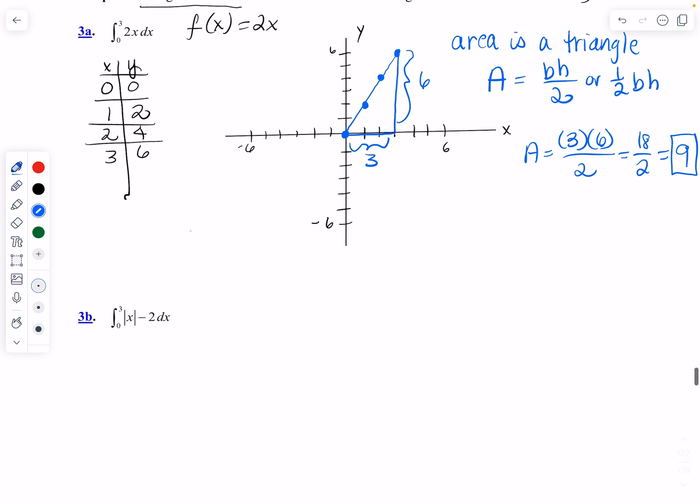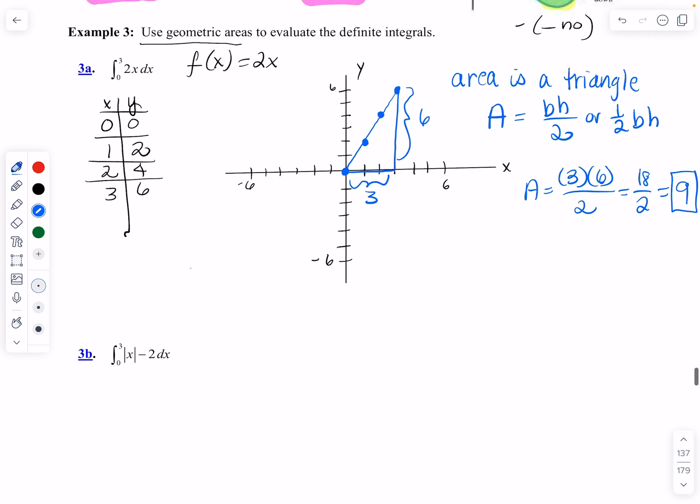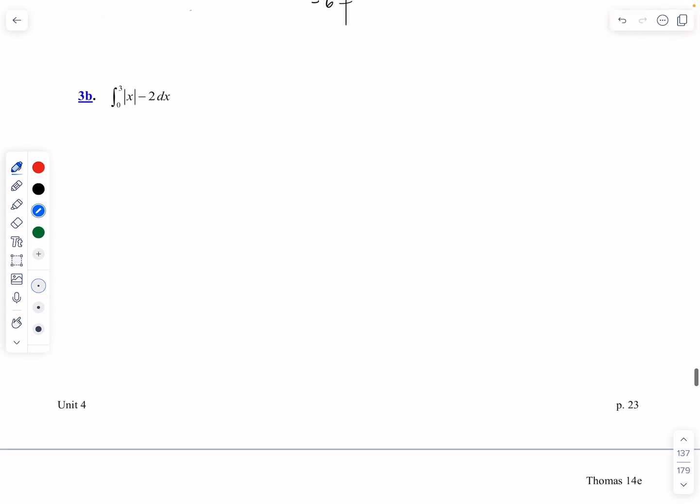Okay, let's move on. The same directions, use the geometric area. So we have to graph this. Now we have the absolute value minus 2. Just to let you know that, you know, the absolute value function makes a v. And if we take minus 2, that means we've moved it down 2 units, right? So it's going to look like that. But what I'll do is we're going to plot out points. So let's go ahead and do that.